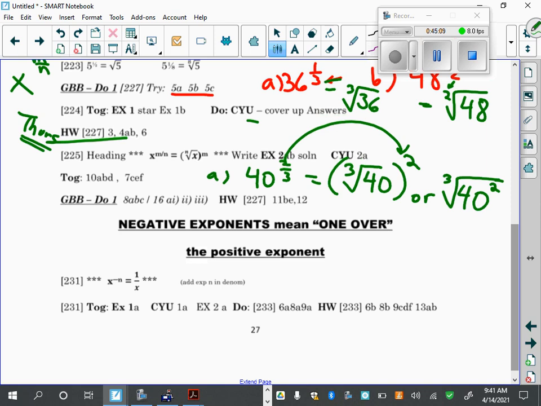So next one says you do this. Write this in 2 different ways. 26 to the 5/6, is that what it says? No, 2/5. Not even close. 26 to the 2/5, write 2 different ways, please, in radical form.